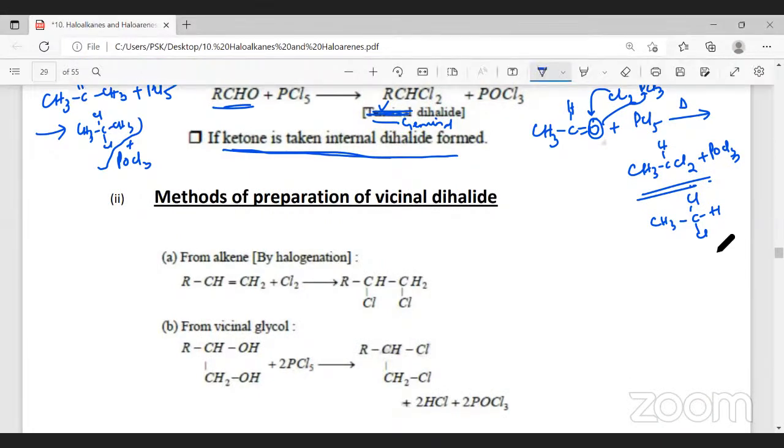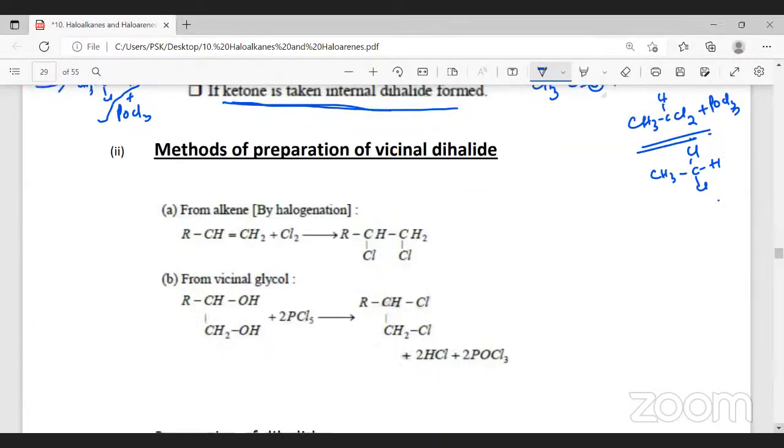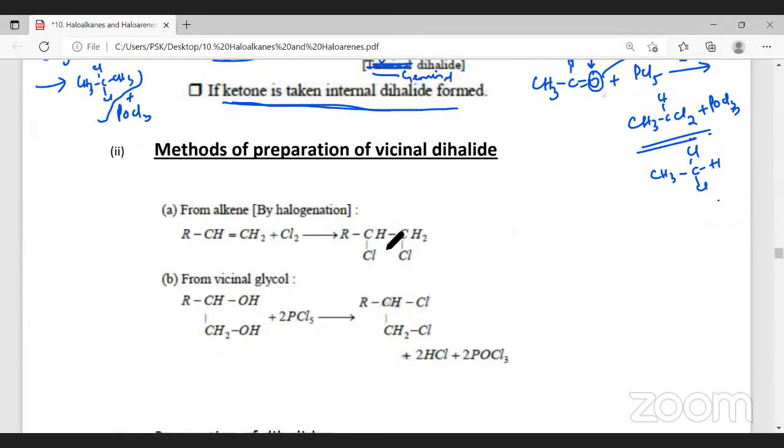Yes. Followed, sir. Next is methods of preparation of vicinal dihalide. I clearly told you what a vicinal dihalide is. Dihalides in which the halogens are present on neighboring carbon atoms are called vicinal dihalides. Now we will take a simple example again. We'll take propene, and when you chlorinate this propene, one chlorine attacks this carbon, the other chlorine attacks this carbon. So you get CH3, CHCl, single bond, CH2Cl.